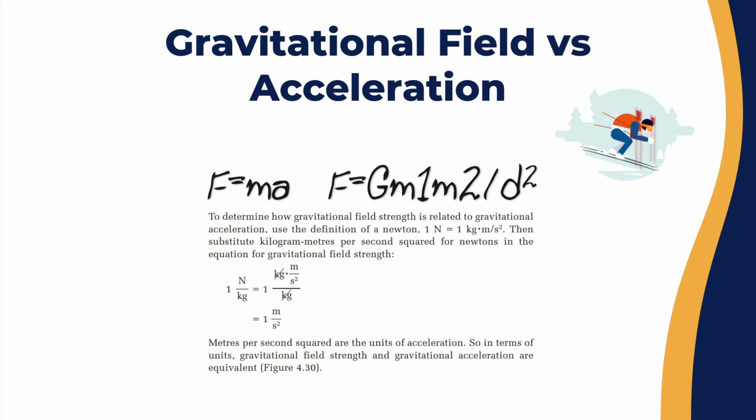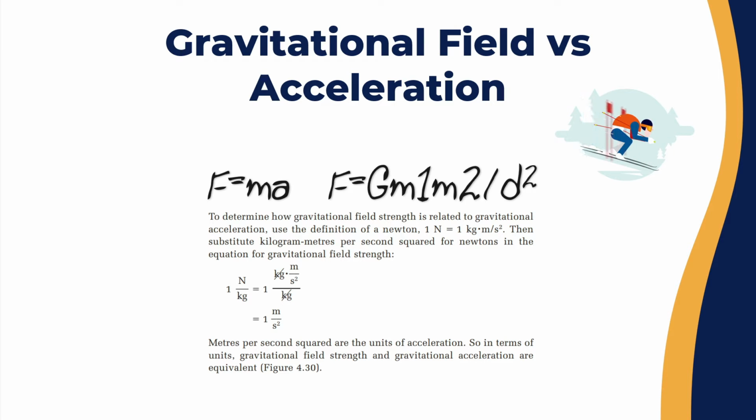So we know that previously the force equals the mass multiplied by acceleration, and we know that the force relation with what we defined as the universal gravitational force described by Newton equals the gravitational constant multiplied by m1 by m2 over the distance squared. To find the relation between gravitational field strength with the gravitational acceleration, we need to go back to the basics.